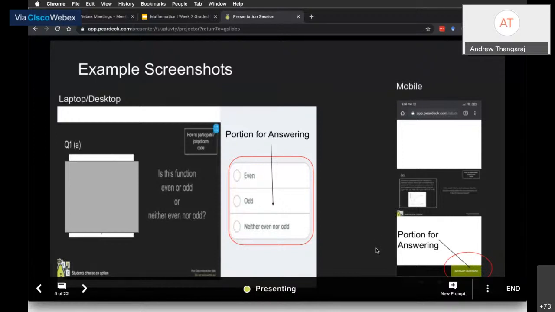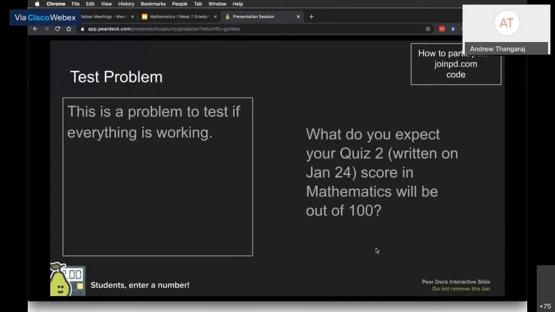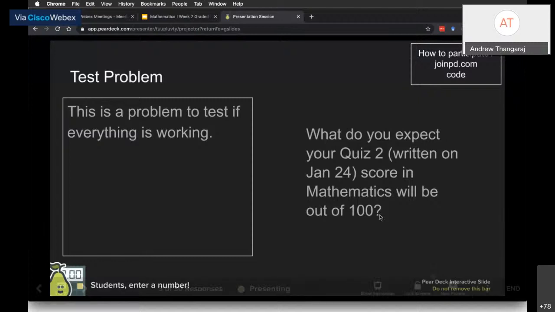So what we're going to do before we start the session is to give you a sample question. This is a test question for me to make sure that everything is working for everybody. I'm going to show you the question. This is a test question. This is not from your graded assignment. And on joinpd.com, you should see this question. And along with this, you will see the options also. You'll see a little box in which you can put your response.